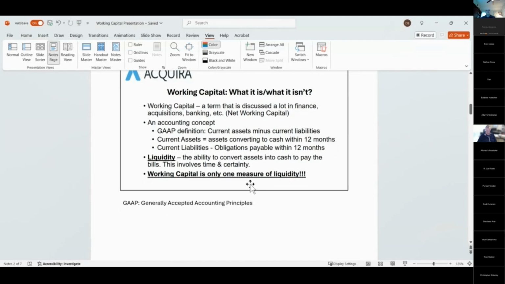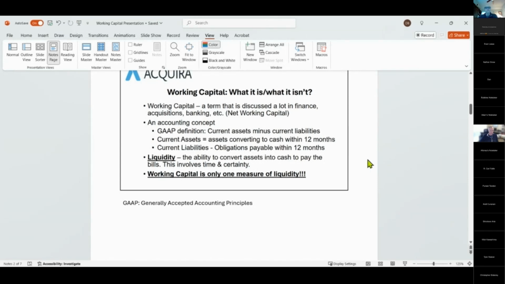Let's talk about what it is and what it isn't. Working capital is a concept. It's not a thing. It's a concept, and it's discussed a lot in financial circles and acquisitions, banking, accounting, etc. It's an interchangeable word in most cases, the way it's used, with a term called net working capital. And you might ask what the difference is, and I'll help you understand that pretty quickly.